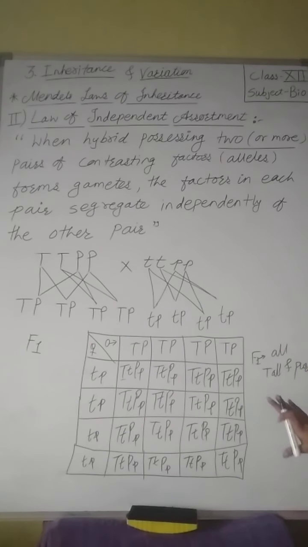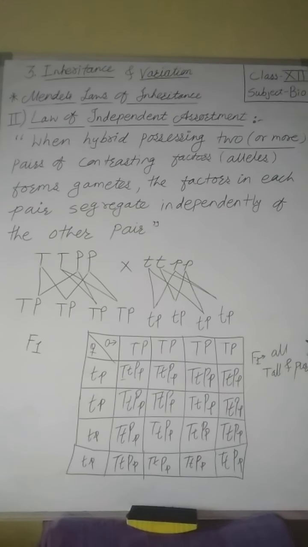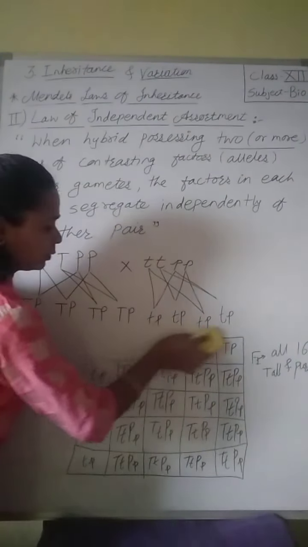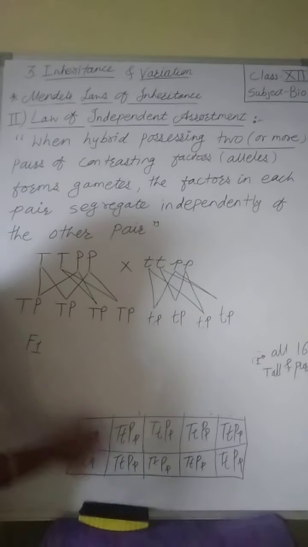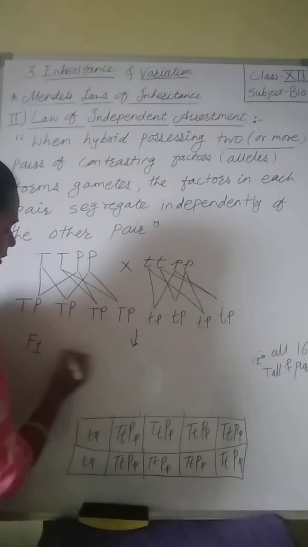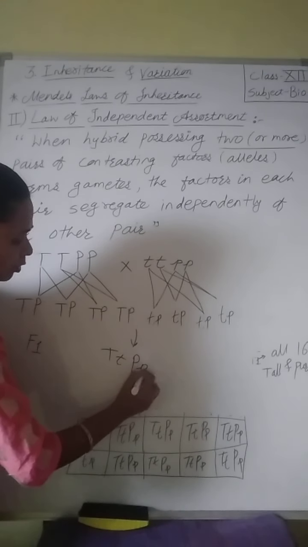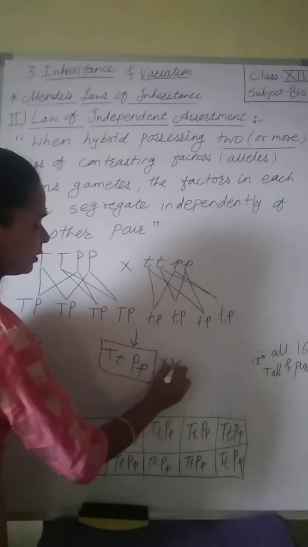Okay. So what happened in that? All 16, meaning 4 into 4, 16. So all 16 are tall and purple, meaning all are dominant. Okay. So what we have to do? We have to do the selfing in these gametes. So we can write down the F1 generation here: capital T, small t and capital P, small p. This is the F1 generation we got. All 16.